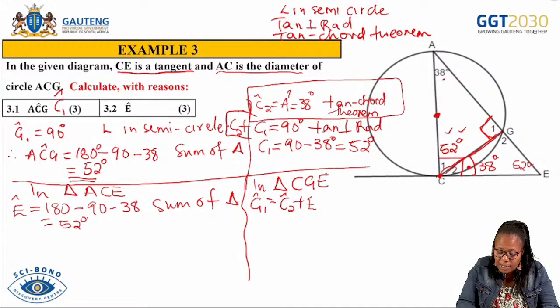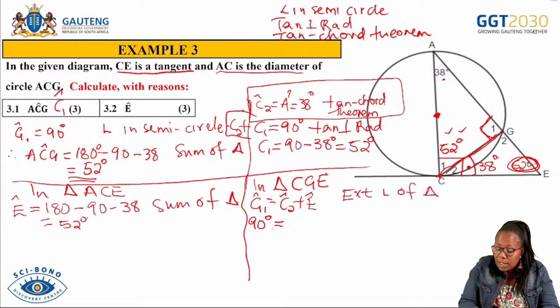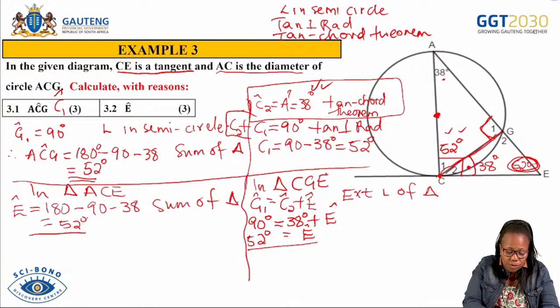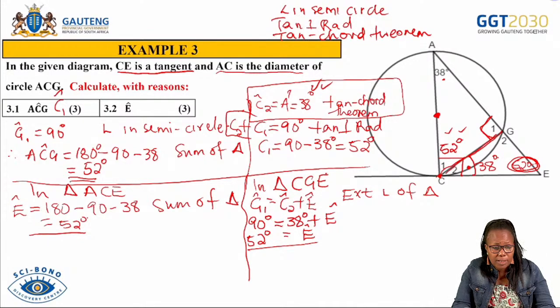Applying exterior angle of a triangle. What is G1? 90 degrees. Remember, we are looking for E, not yet calculated for this condition. 90 degrees, and then we have C2, we have calculated above there. C2 is 38 degrees plus angle E. So therefore our E angle will be 90 minus 38, which is equal to 52 degrees. So grade 12, basically, we end up at the same answer, which is 52 degrees.